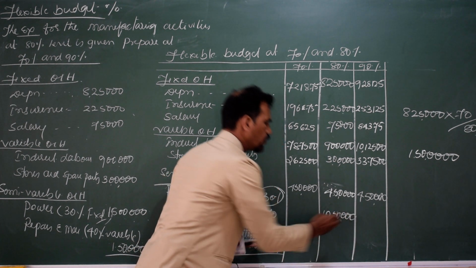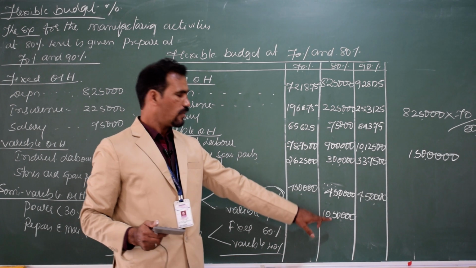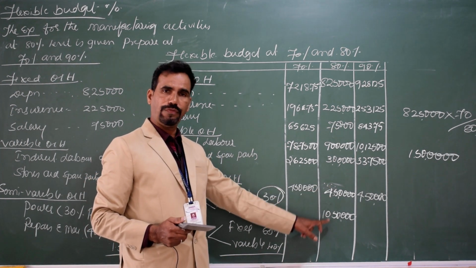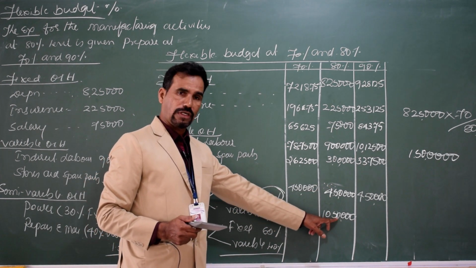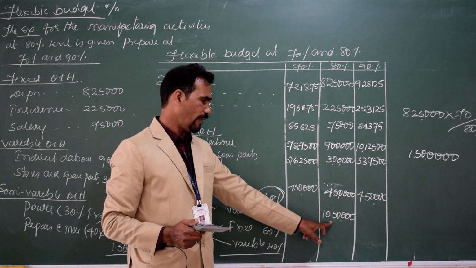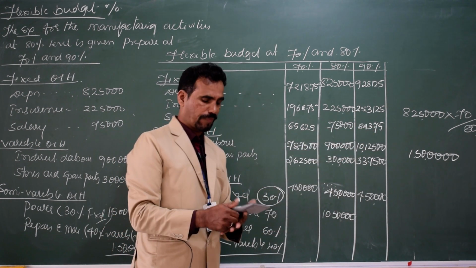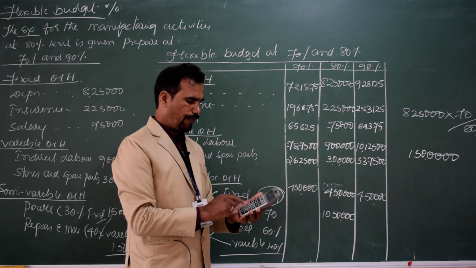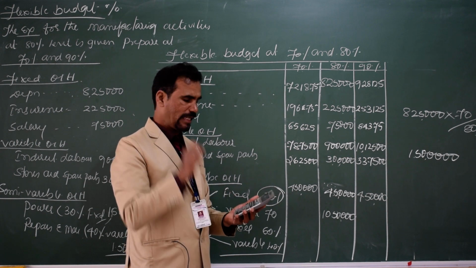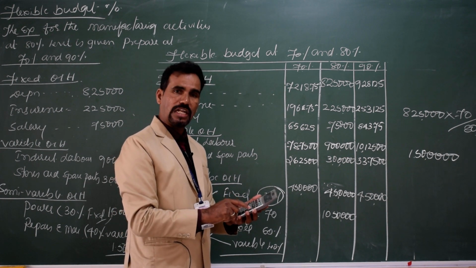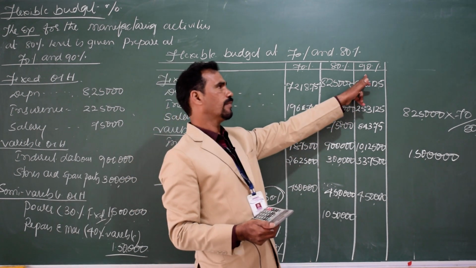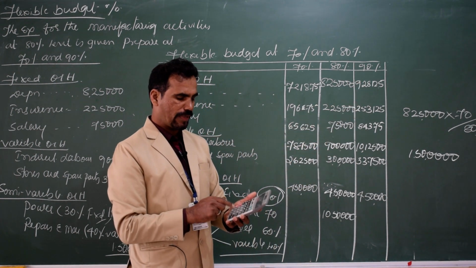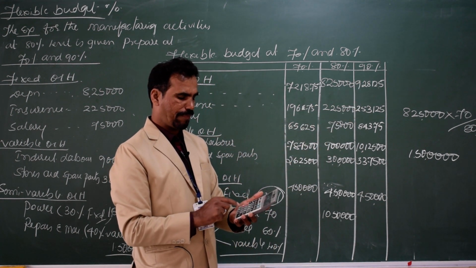10,50,000. So now 10,50,000 plus 4,50,000, total cost is 15 lakh. 10,50,000 is the variable cost for the 80% base level. What about 90%? 10,50,000 for the base level. For the next level we want 90% capacity, so 90% divided by 80%.